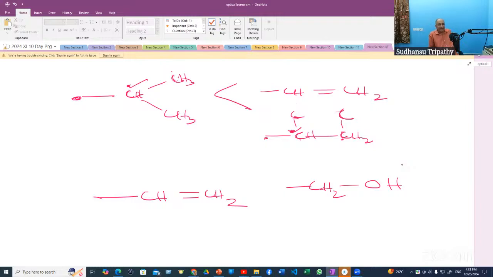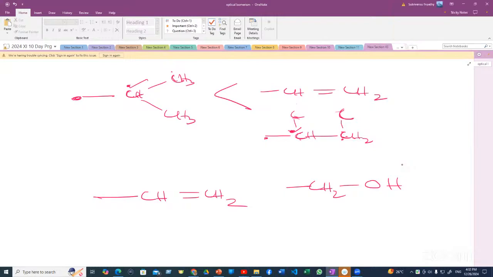Hydroxymethyl and vinyl. Both are connected to a chiral center. These are not chiral centers. This is not a chiral center. These are the groups. You have to assign priority. Sir, the hydroxyl group will get a higher priority.